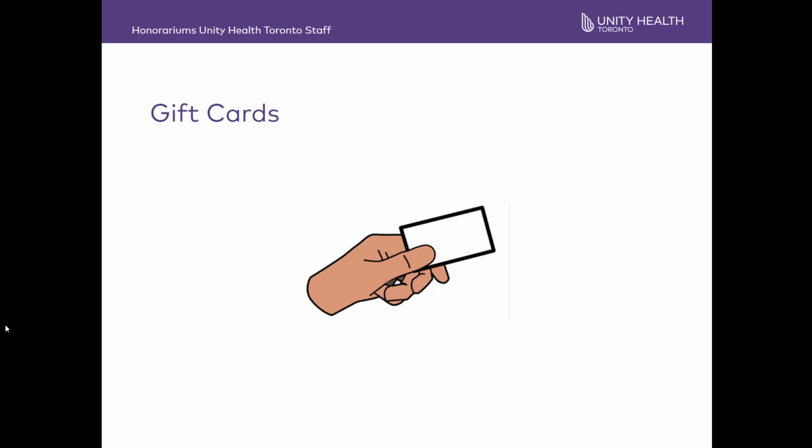If a principal investigator or manager presents a gift card to a Unity Health Toronto employee which is funded by a research activity, and the principal investigator wishes to seek reimbursement, the staff's employee ID must be included in the reimbursement requisition form. This is required regardless of the dollar value given to the employee, as the person receiving the gift card is a Unity Health Toronto employee.